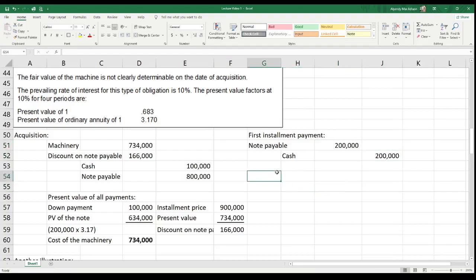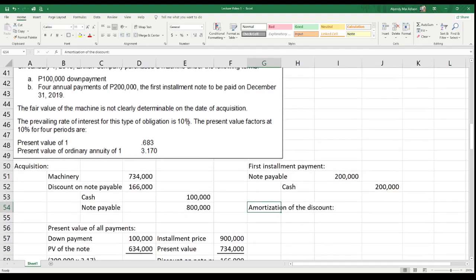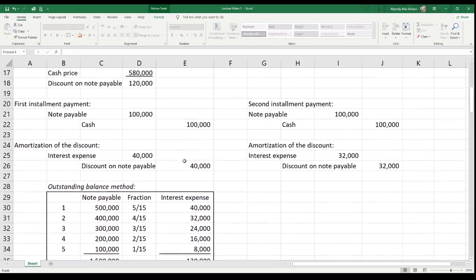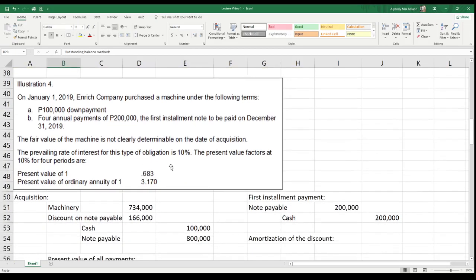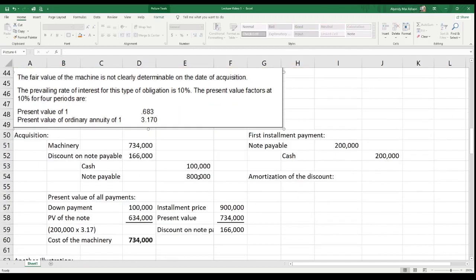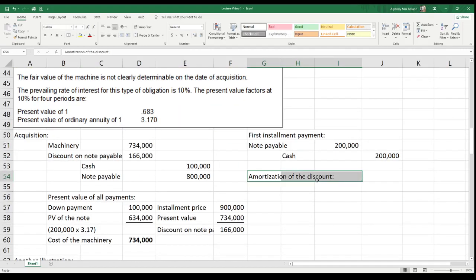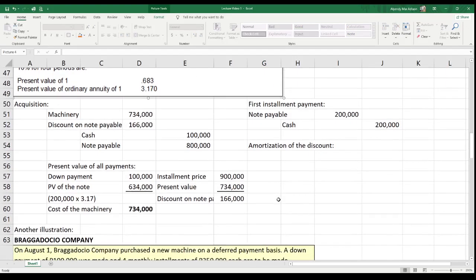Alright. Now, how about the amortization of the discount? This time, the amortization of the discount would be based on the percentage that is given, unlike before, when no interest rate was given. So, we use the outstanding balance method. Now we have an interest rate, which is 10%. So, we are going to compute for the amortization of the discount using that 10%.